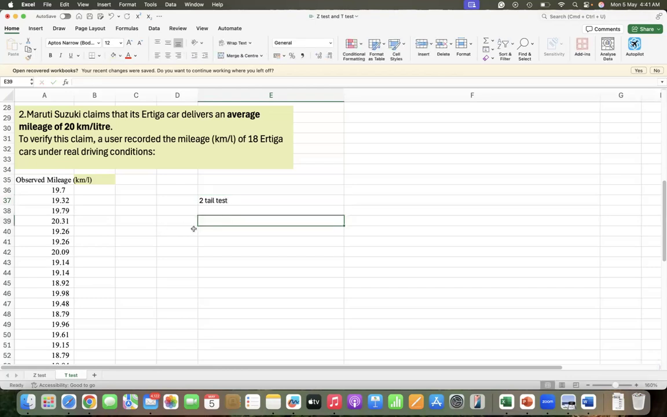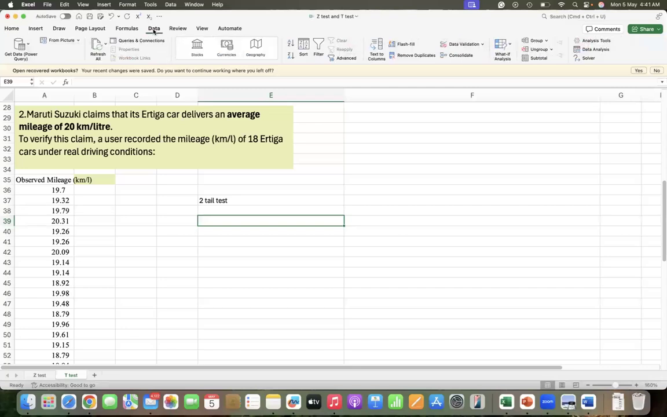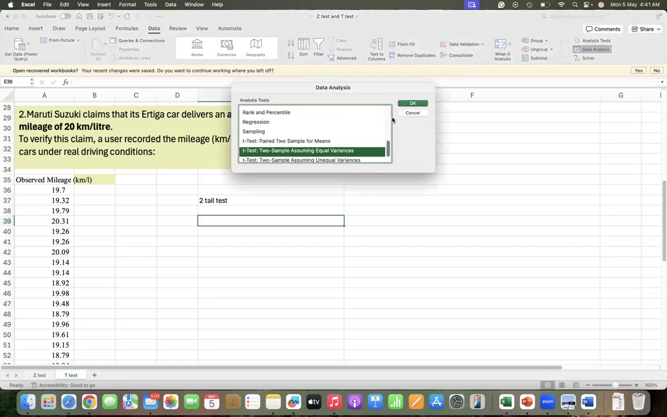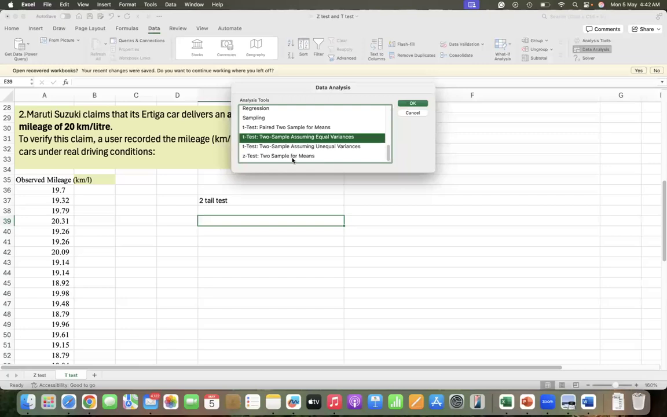Now, what do we do here? We go to data. After going to data, there is a data analysis tab. We click on it, and when you click data analysis, you will find so many tests here. So here we want to calculate the t-test. Now, if you see t-test, all are coming out to be two samples or paired samples.